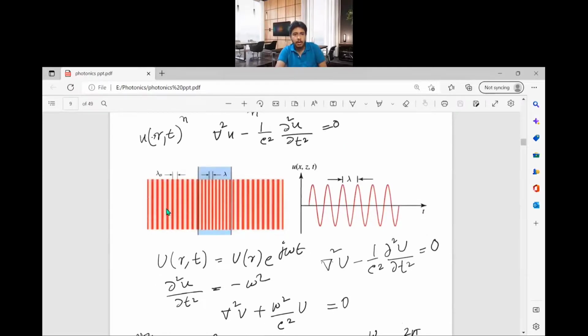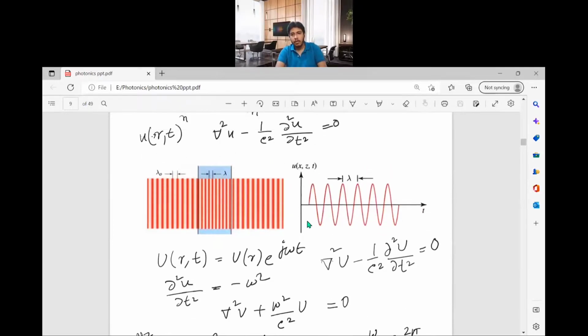So you can see light is characterized by a wave whose wavelength is lambda zero. If it is traveling through a medium which has a different refractive index compared to air, it will be changed to lambda, which is lambda zero by n. This is the wavelength, the difference between the two maximum peaks. You can consider that as the wavelength.